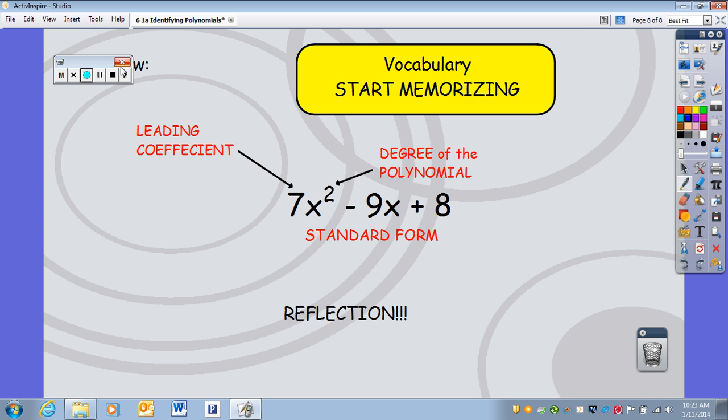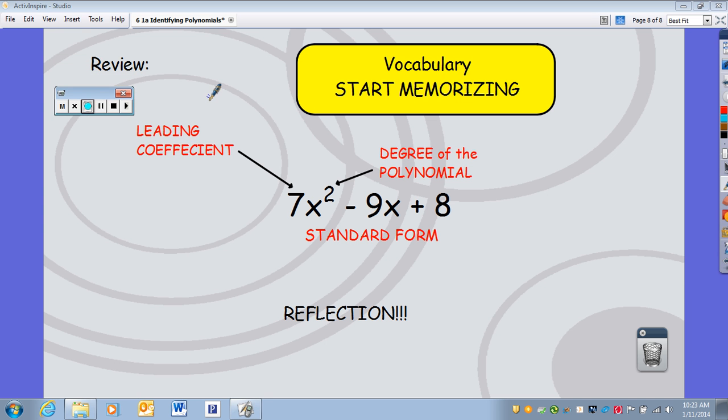To review, please remember to put your polynomial in standard form, which means that we put our terms in order of exponents, largest exponent first. That gives us our leading coefficient as the number out front of the variable when it is written in standard form, and the degree of the polynomial is the largest exponent present for the polynomial.